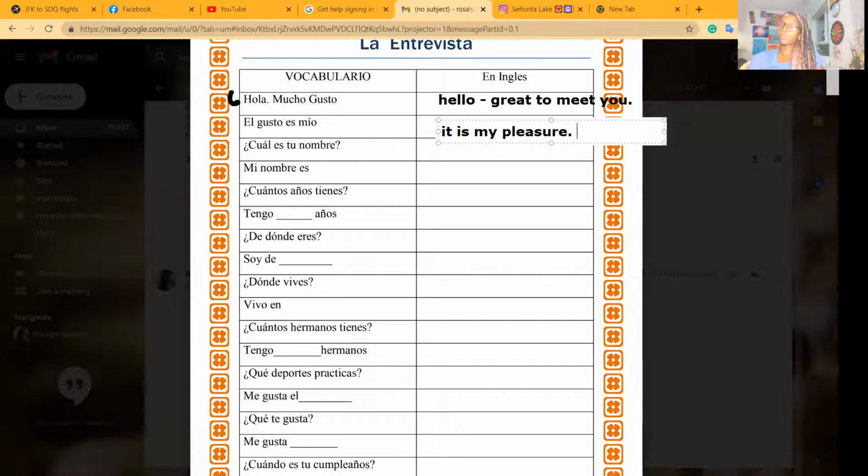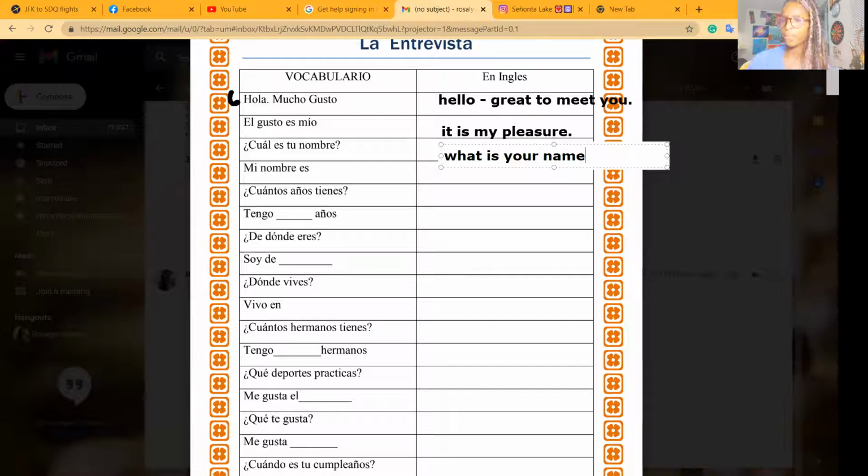Now, when you want to ask somebody their name in Spanish, you would say, ¿cuál es tu nombre? That means, what is your name? ¿Cuál es tu nombre? What is your name? Say this with me. ¿Cuál es tu nombre? Okay. Now, nombre means name. You can say me llamo or you can say mi nombre es. For the purpose of this exercise, we're just going to stick with mi nombre es. Okay. To answer ¿cuál es tu nombre?